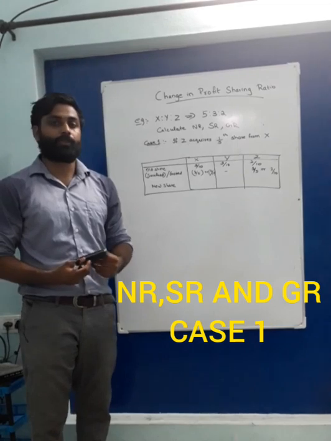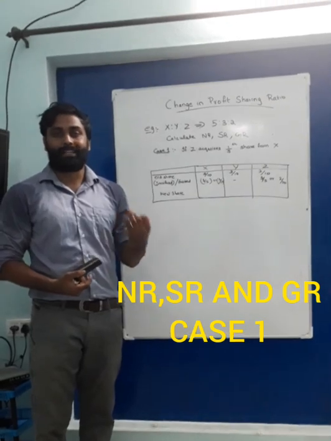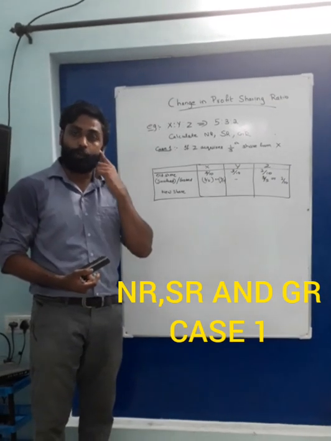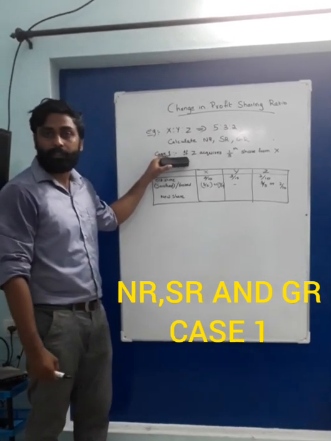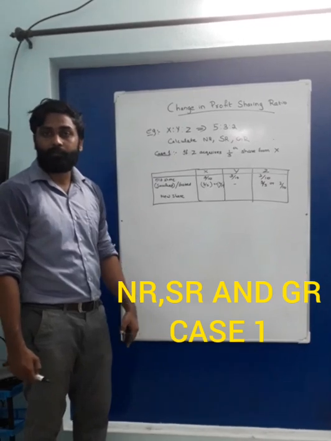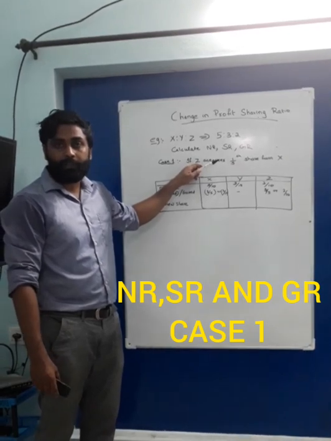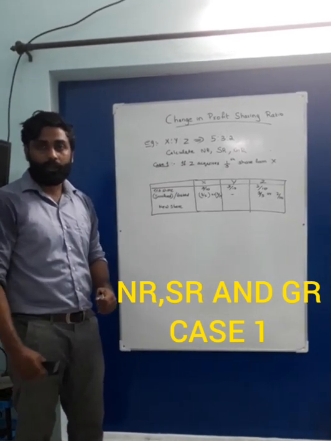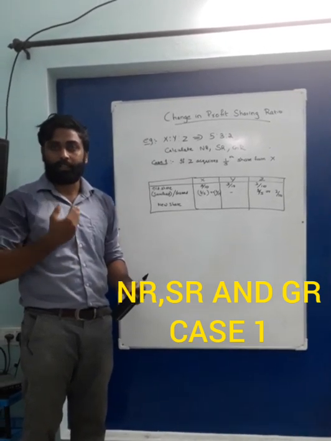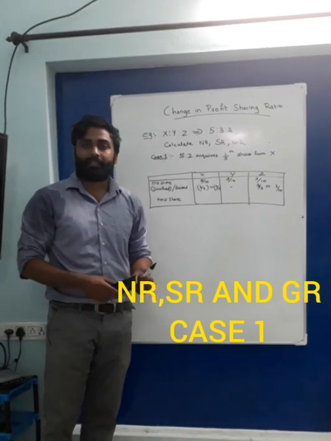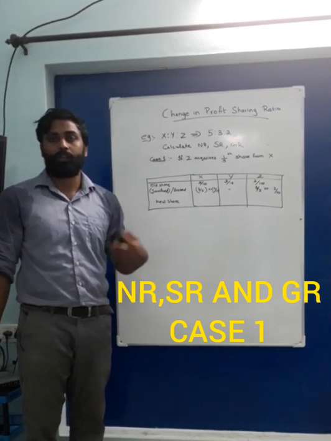Now there is a reconstruction of the firm, so we have to calculate new ratio, sacrificing ratio or the gaining ratio in the following cases. The first case is: Z acquires 1/5 share from X. I repeat, Z acquires 1/5 share from X. That means Z is the gaining partner, he is acquiring, whereas X is the sacrificing partner because he is sacrificing 1/5 share to Z.